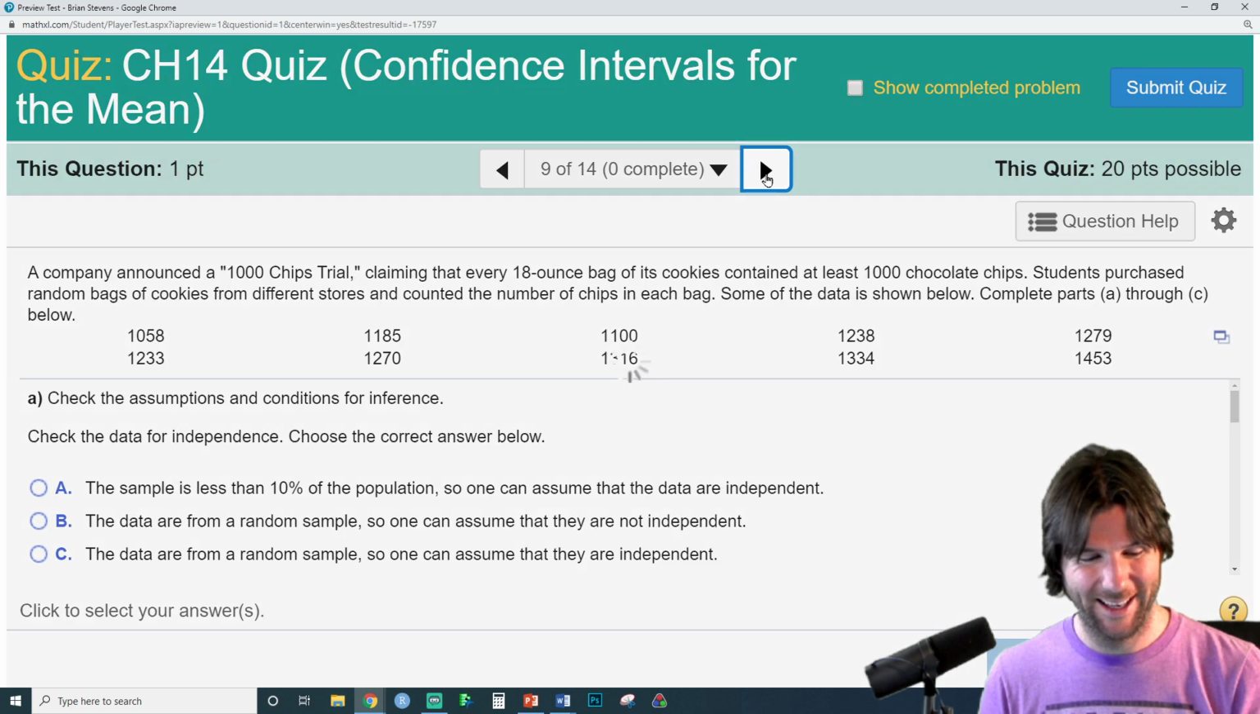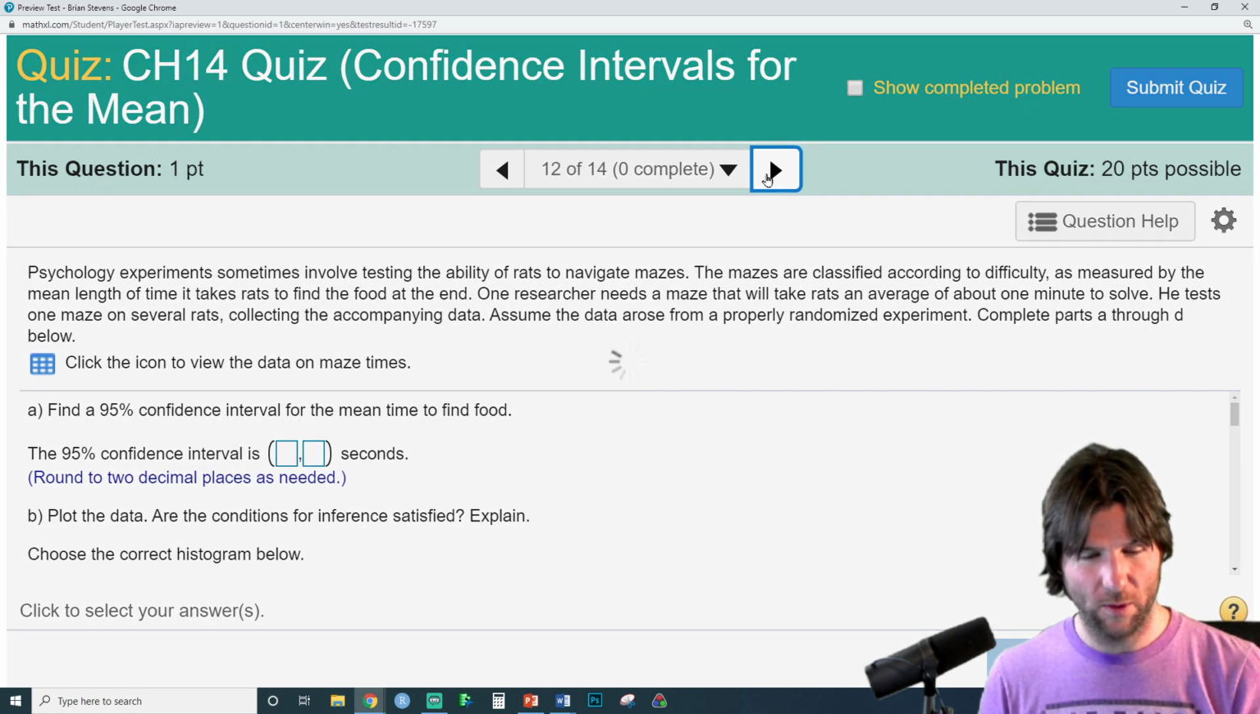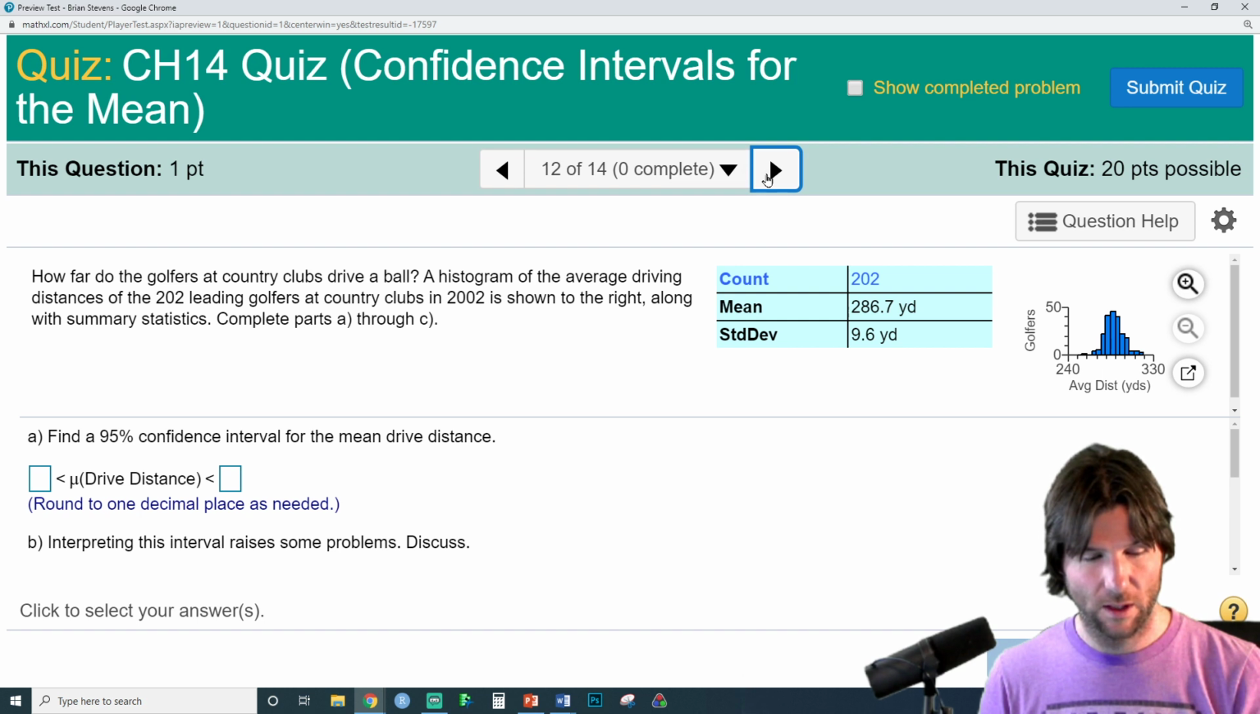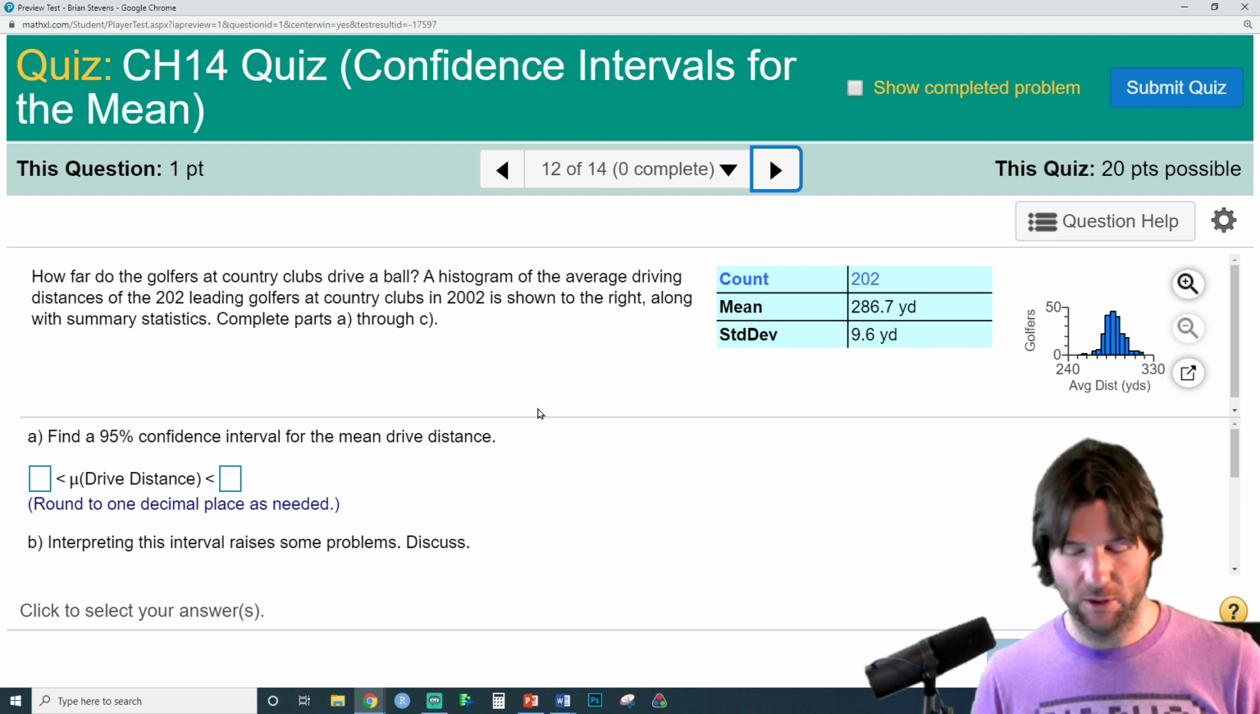You got it. And is it in the homework or the quiz? Here it is right here. I think I found it. It's the golf one with Country Club. There we go. So it's Country Club.